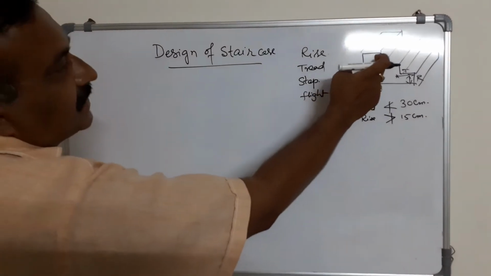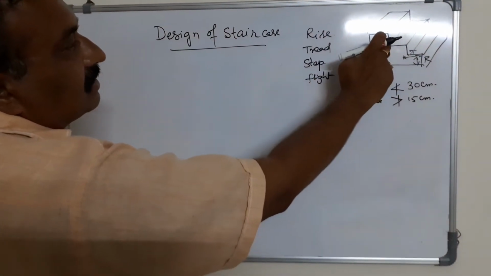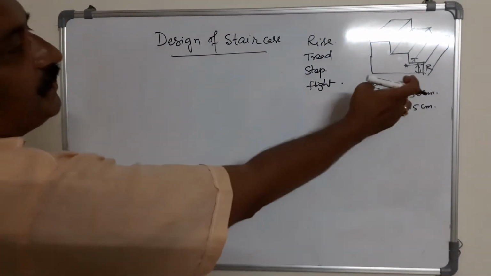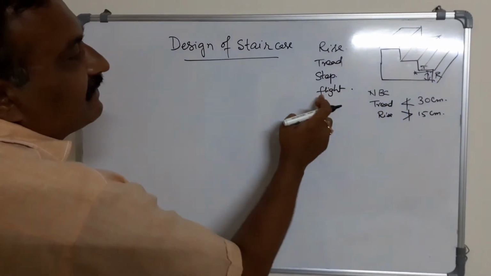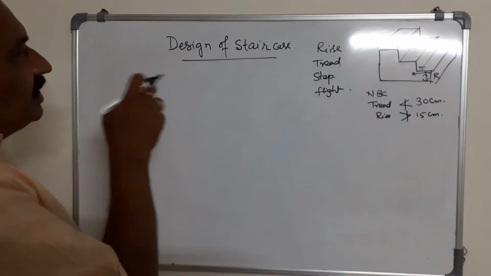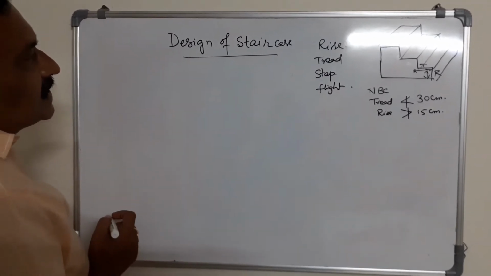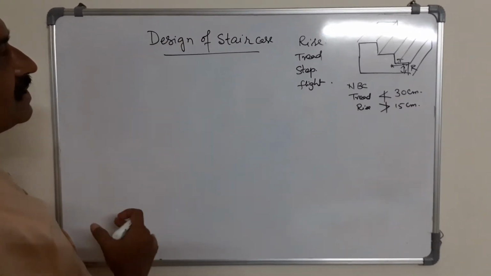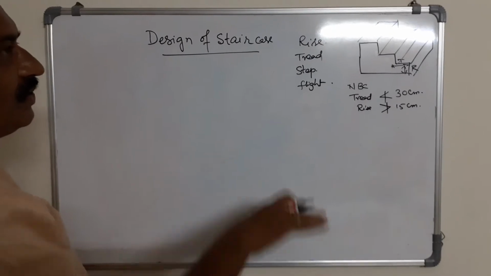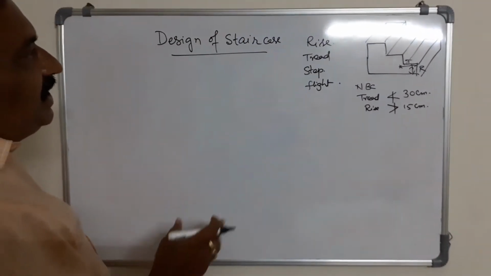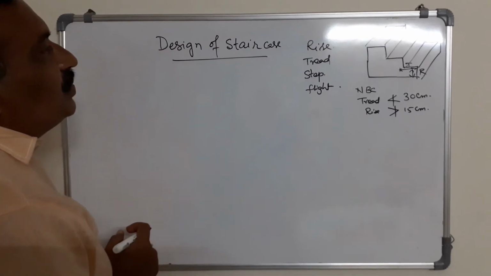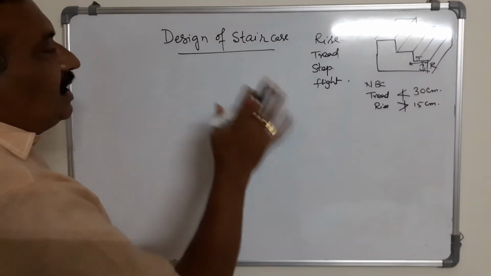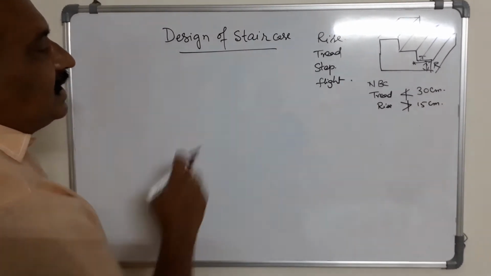The step is a combination of tread and rise. The width is known as the width of the step. A combination of the steps is known as the flight. Now we are going into the subject, that is the design of staircase. The main purpose of the staircase is access between the floors. In order to go from one floor to another floor, you need a way which is provided through staircases. Even ramps also you can provide. Usually in buildings, we are going to provide staircases.